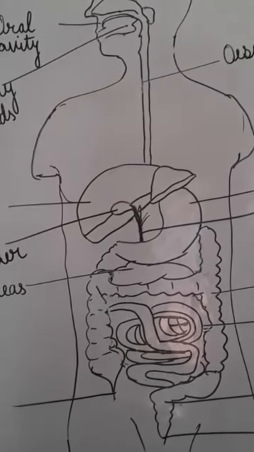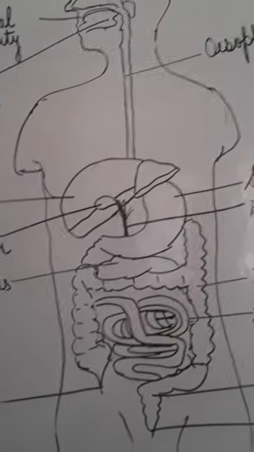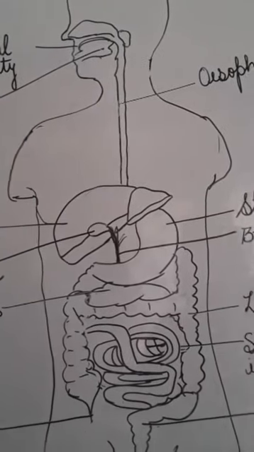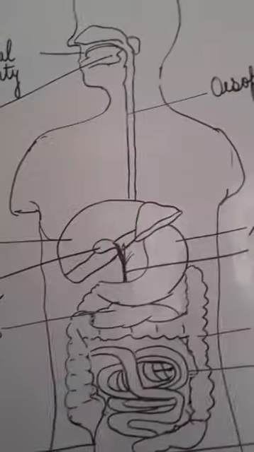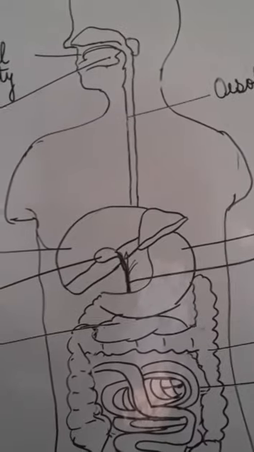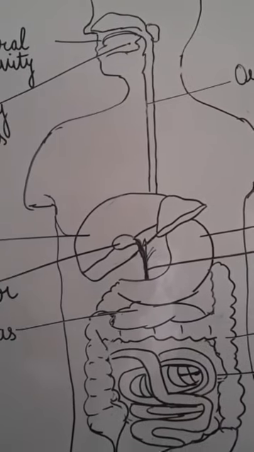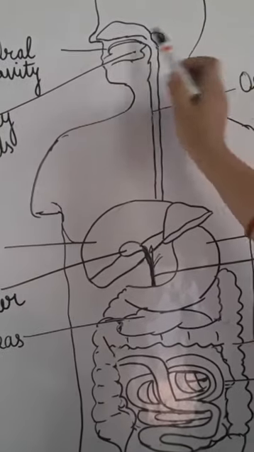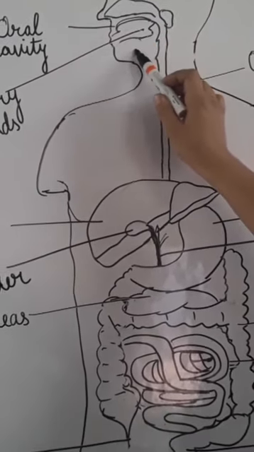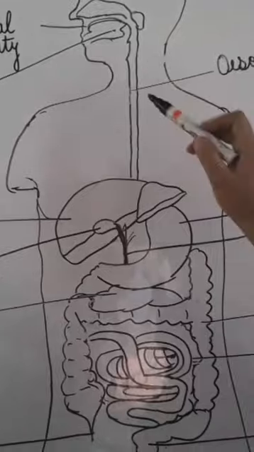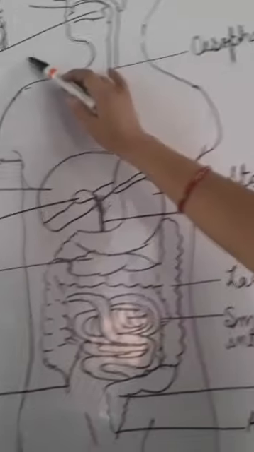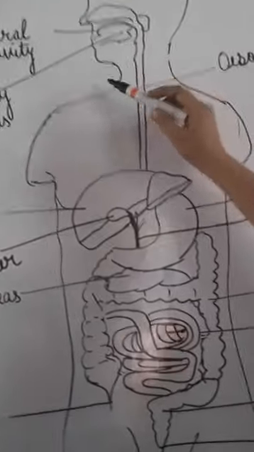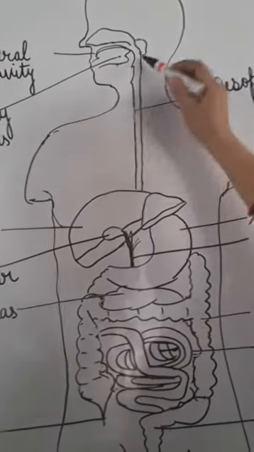Now I am explaining the different organs of the digestive system. The alimentary canal starts from the oral cavity, which we also call the buccal cavity, and in the buccal cavity the tongue, teeth and salivary glands are present. Afterwards comes the food pipe.